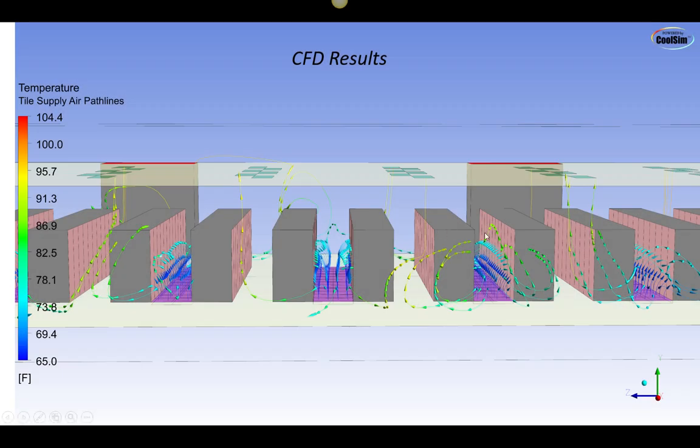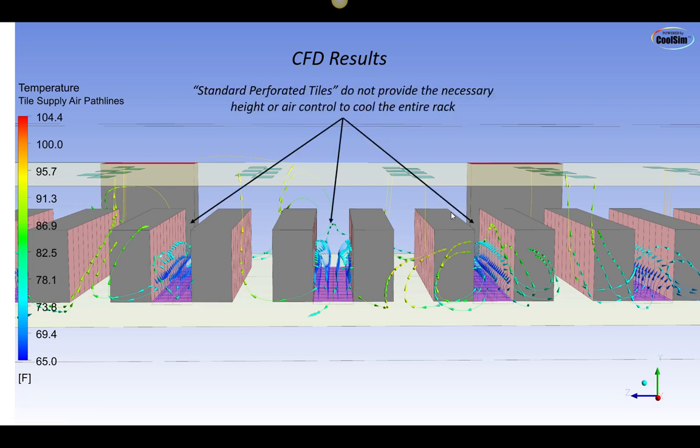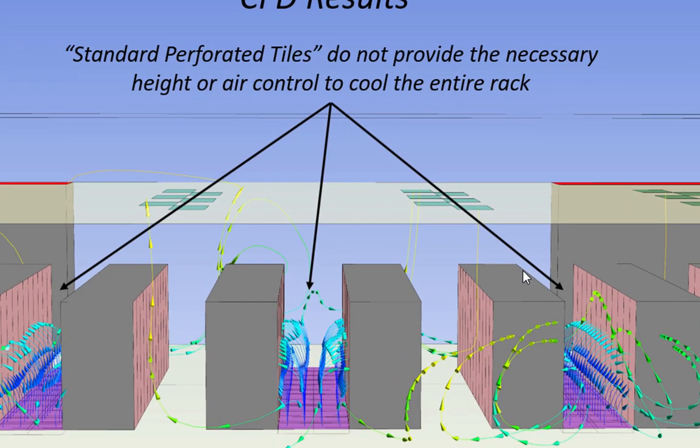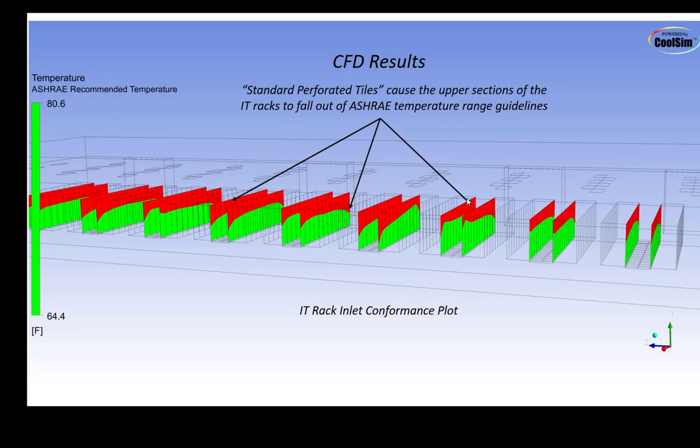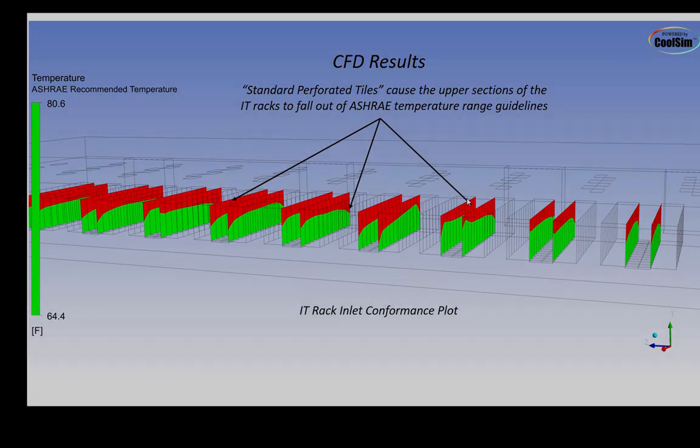When Samurai containment is used in data center applications, shown in this CFD model, the standard perforated tile is shown to perform poorly. You will notice that the path lines of air are not reaching the upper sections of the IT cabinet. As a result, the upper sections operate at a higher temperature. This can be seen in these rack inlet temperature contour plots where the upper sections of the IT cabinets fall out of range when compared to the ASHRAE rack inlet recommendations for temperature.